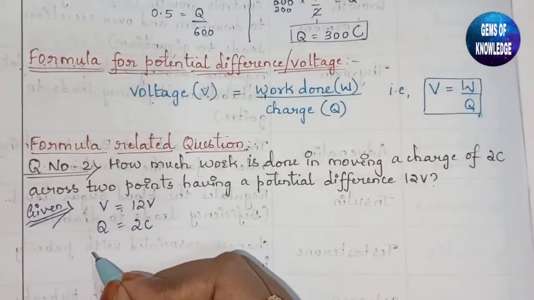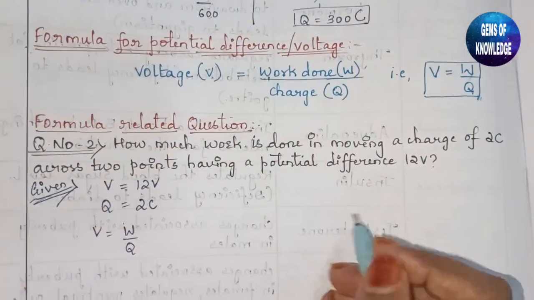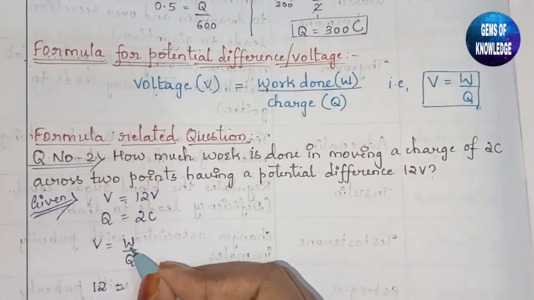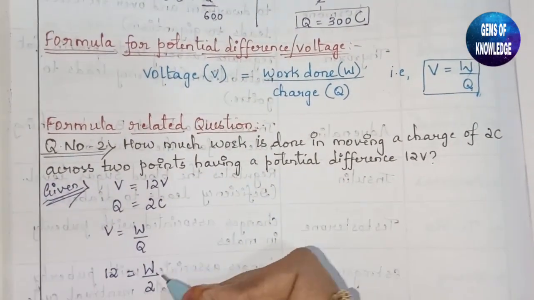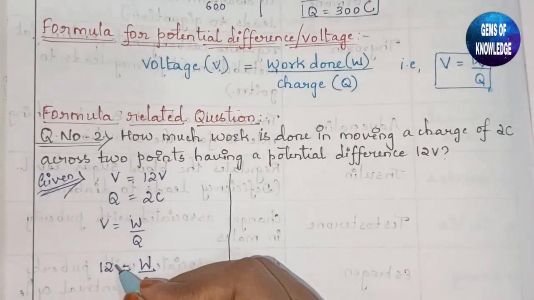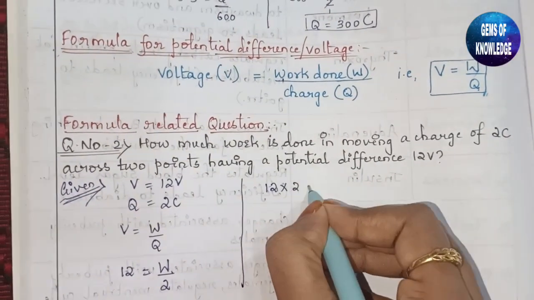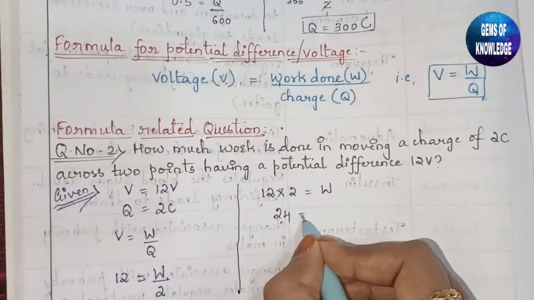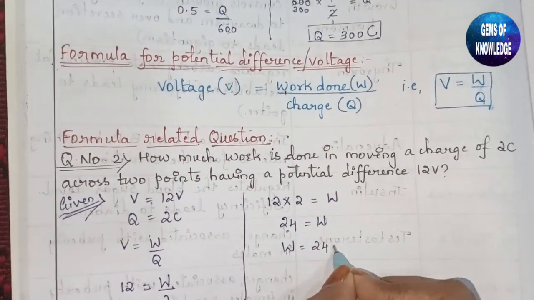What is the formula we have? V = W/Q. Just substitute: in place of V it is 12, which equals W, which we need to find out, divided by Q, which is 2. Now if we bring this 2 to this side, it becomes 12 × 2 = W. So 12 twos are 24. So W = 24 J.